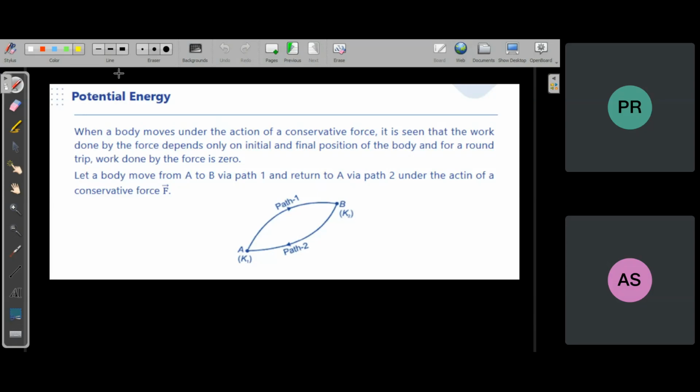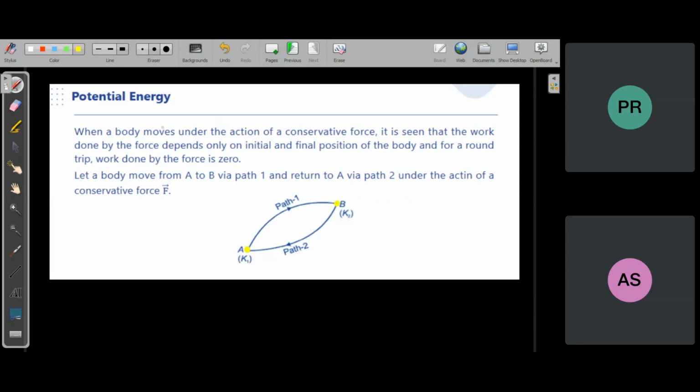Now, every conservative force has an associated potential energy. For example, gravitational force is a conservative force, so there is gravitational potential energy. Electrostatic force is conservative, so there is electrostatic potential energy. A spring force is a conservative force, so there is spring potential energy. You will never find frictional potential energy, because friction is not a conservative force, so there is no potential energy associated with it.